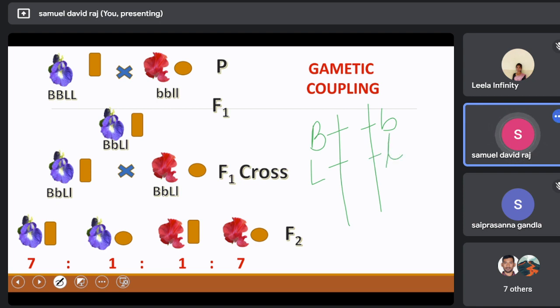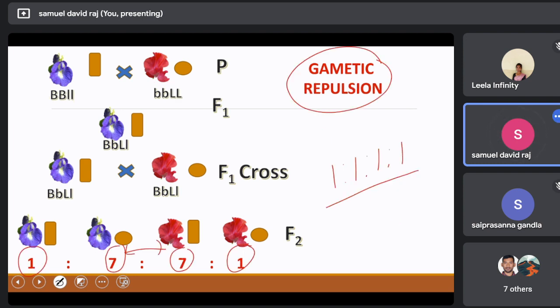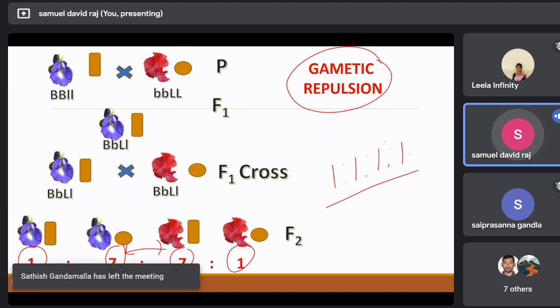What happened now? Because they are present on the same chromosome, the same combination is passed to the next generation, which we call linkage. Because these are present on the same chromosome, small b, small l, the same combination is passed on to the next generation. So this staying together of the genes present on the same chromosome is called coupling by Bateson and Punnett.